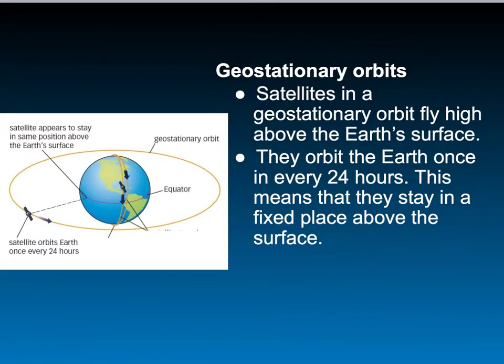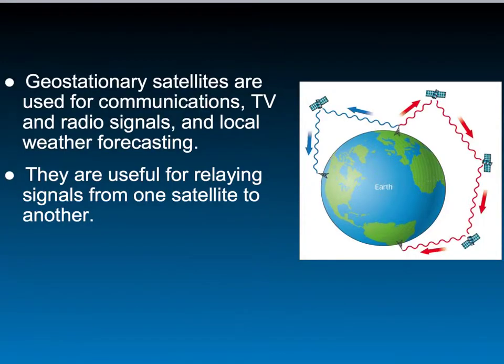Okay, so as I said before, geostationary satellites are higher above the Earth's surface, so they have a longer time period because they are travelling slower, because they are further away from the gravitational force, and they orbit every 24 hours. So they're looking like they're staying in a fixed place above the surface. These satellites are very useful for communications. They can also be used for TV and radio signals and local weather forecasting because they're keeping their eye on one particular area of the Earth.